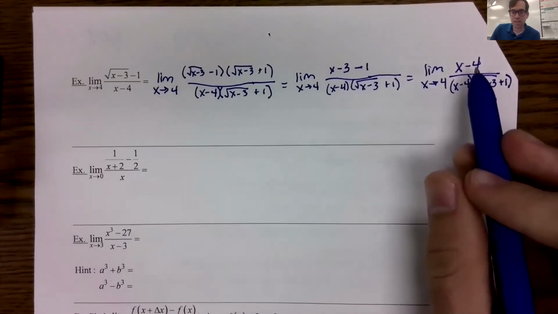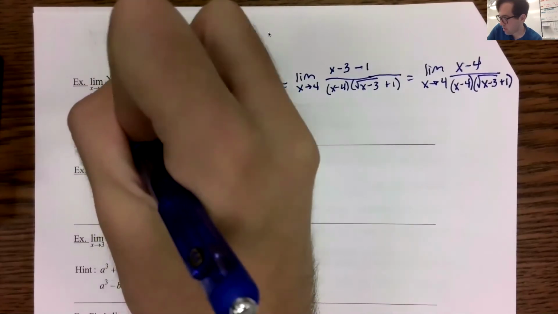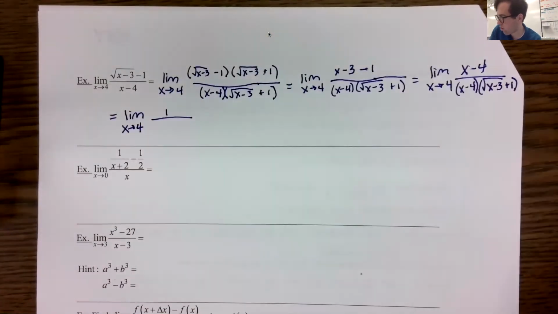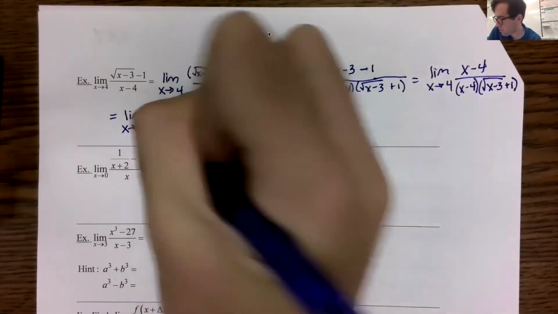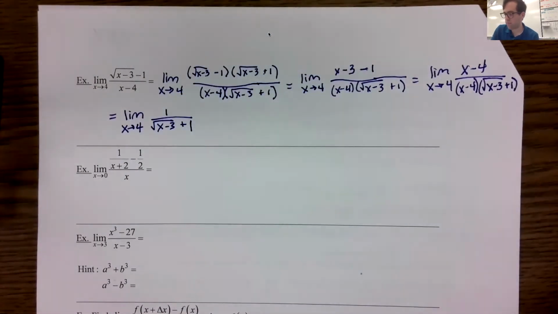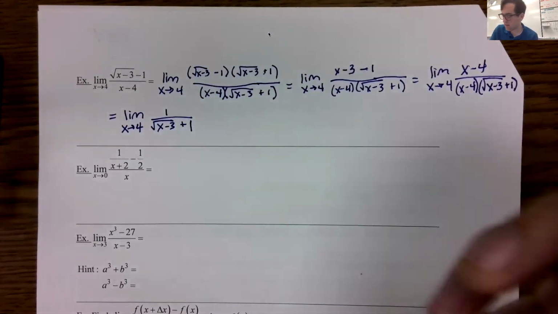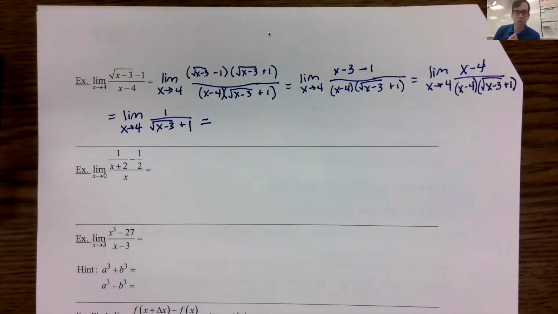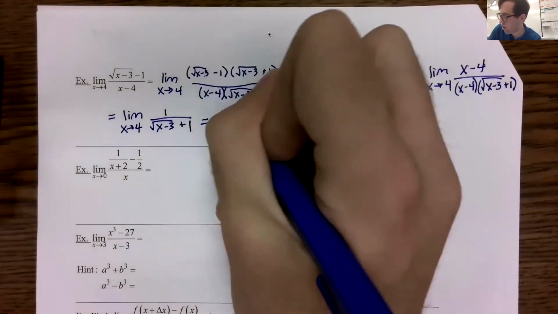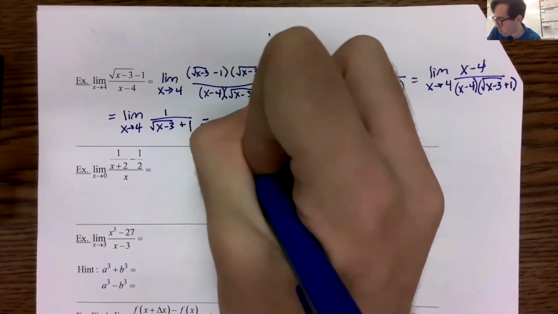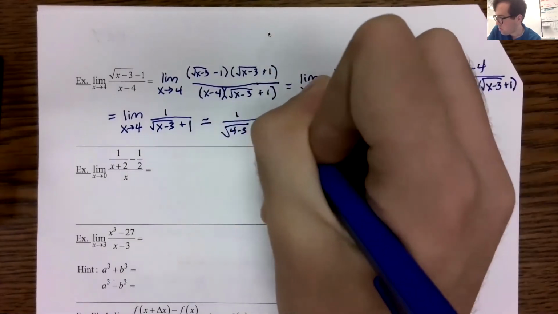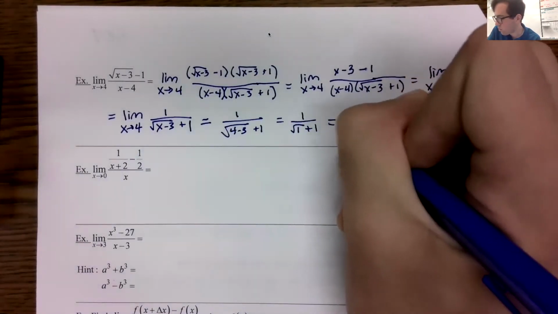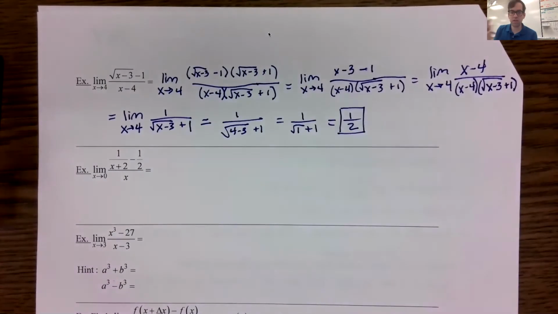And now hopefully you can see that these x minus 4s can beautifully cancel out. And we're left with 1 over square root of x minus 3 plus 1. Okay, so now we can try to plug in 4 again. It's going to be much nicer. And as soon as I plug in the 4 successfully, I don't have to write the limit statement anymore. So now we have 1 over square root of 4 minus 3 plus 1. So it's 1 over root 1 plus 1. 1 over 1 plus 1 is going to be 1 over 2. And that's our answer.